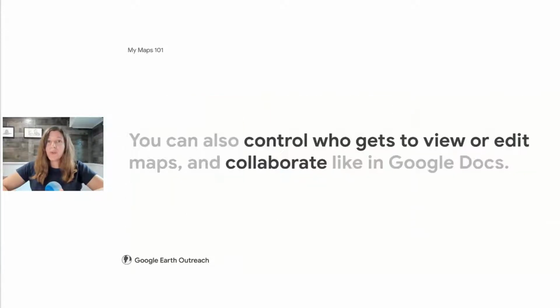With My Maps, you can control who gets to view or edit your maps, and you can collaborate like in Google Docs. That means that you can make it so that your map is private only to you, shared with just a few others in your organization, or that it's public on the web and anyone can find it.